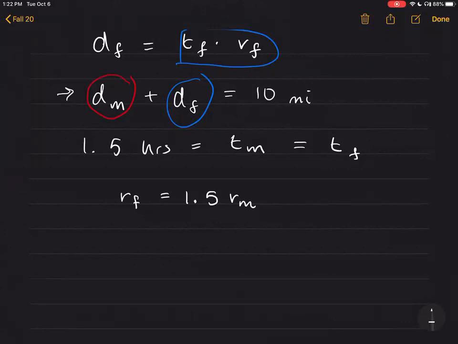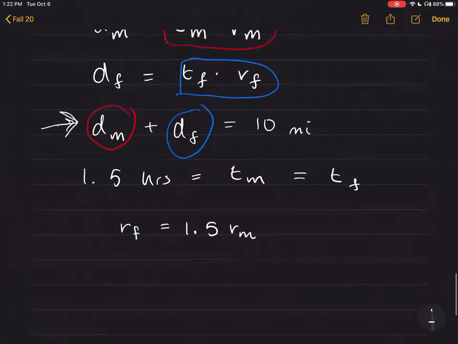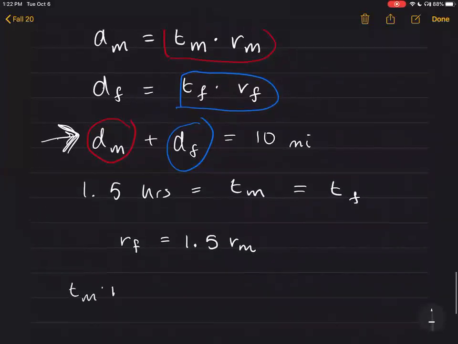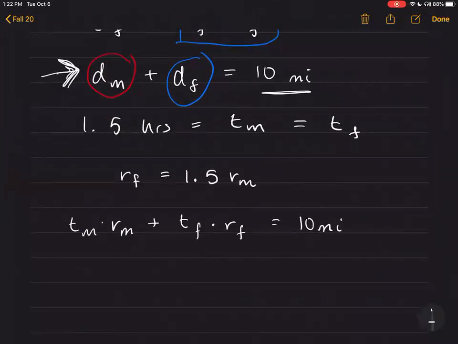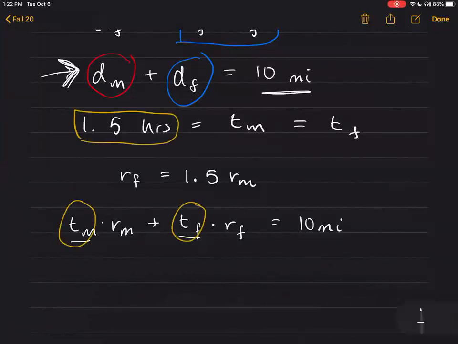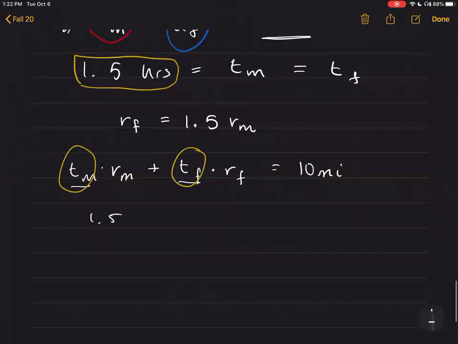All right, so now I'm going to take this equation that I was talking about earlier and sub that in. So I'm going to get my time times my rate plus friend time times friend rate, and we know that's going to be equal to, right here, 10 miles. Now we know what TM and TF are. It's right here. So I can sub in 1.5 times RM plus 1.5 times RF equals 10 miles.